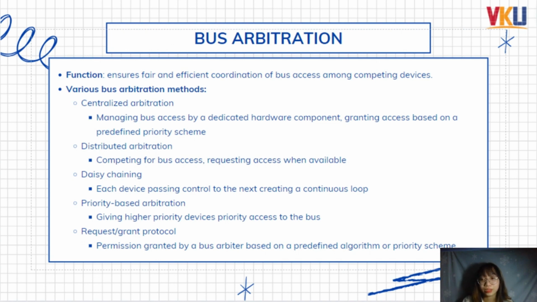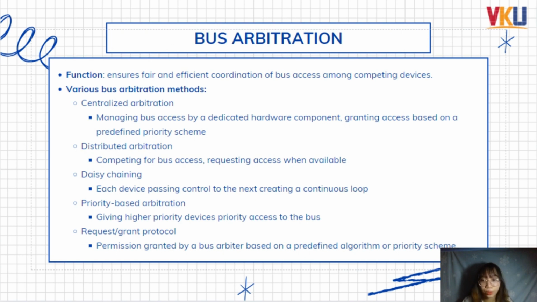The distributed arbitration involves devices competing for bus access using algorithms like round robin, random, or a token-based scheme, with devices monitoring the bus status and requesting access when it is available. The daisy chain method is a system where devices or processors are interconnected in a chain-like structure, with each device passing control to the next, continuing in a continuous loop.